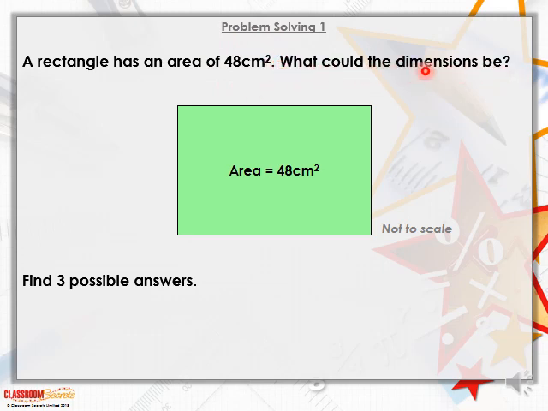And dimensions simply means what is this length going to be and what is this length going to be? And it says find 3 different answers. So for this type of question, we are looking for 2 numbers that multiply together to equal 48. So this is why we've got to keep practicing our times tables, because if you know your times tables, it will help you so much with your maths learning.